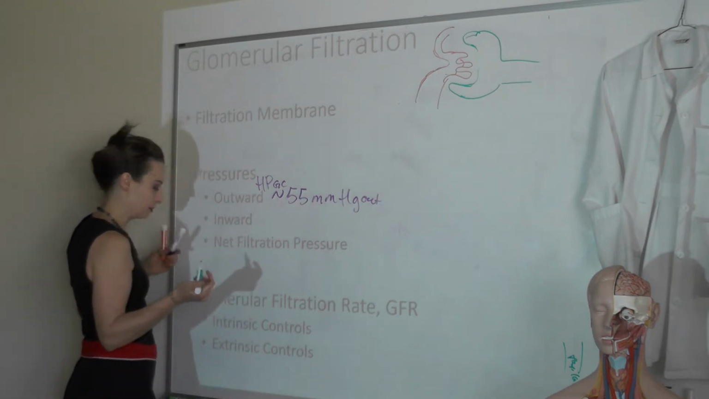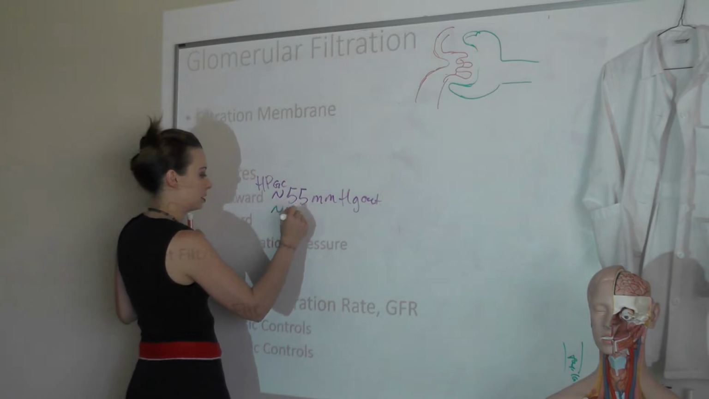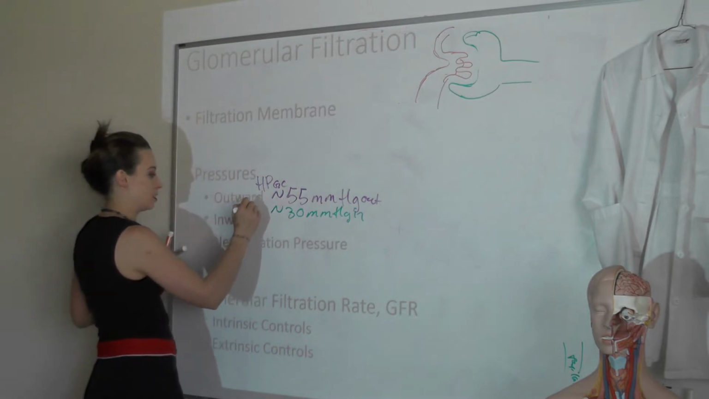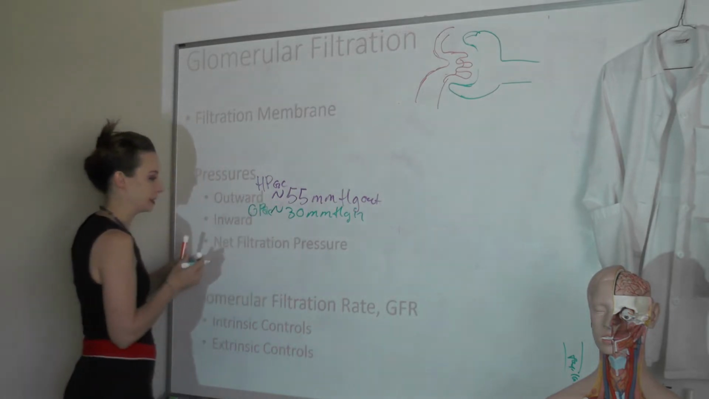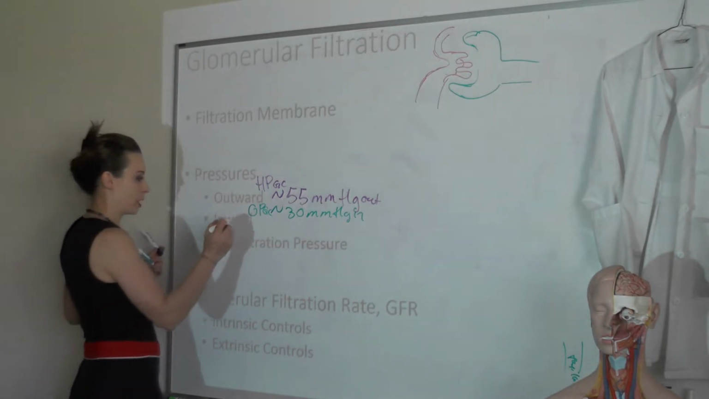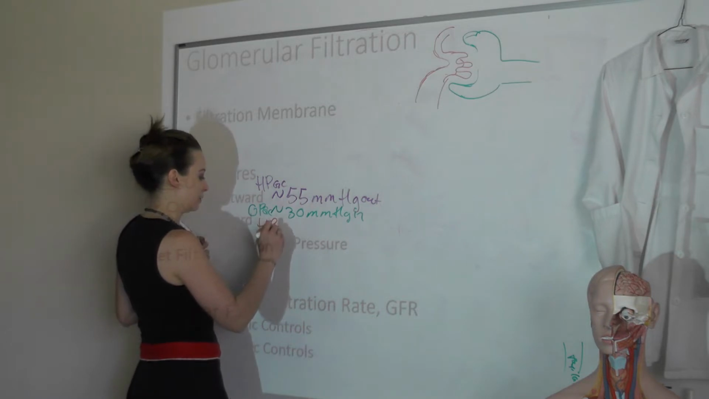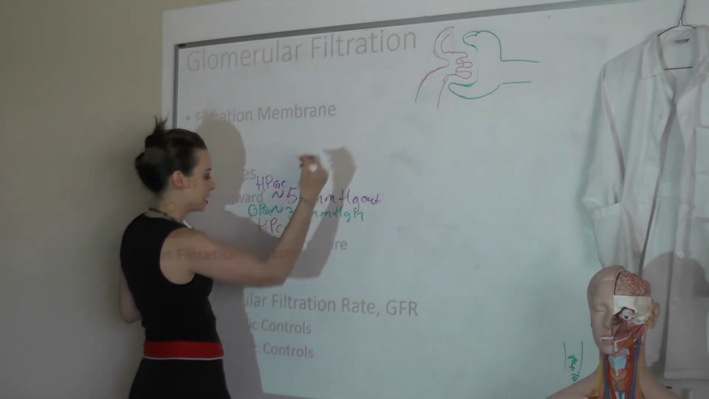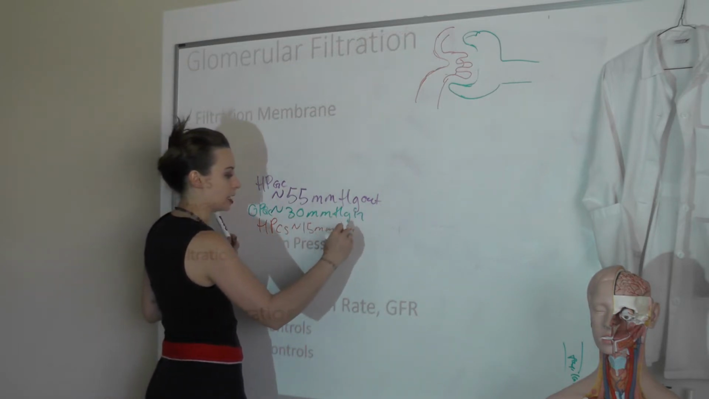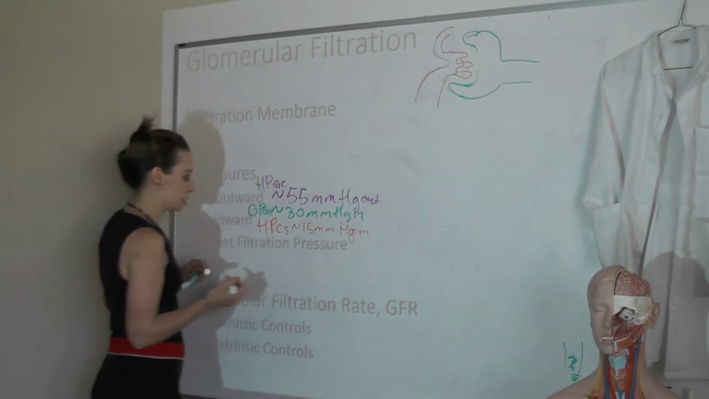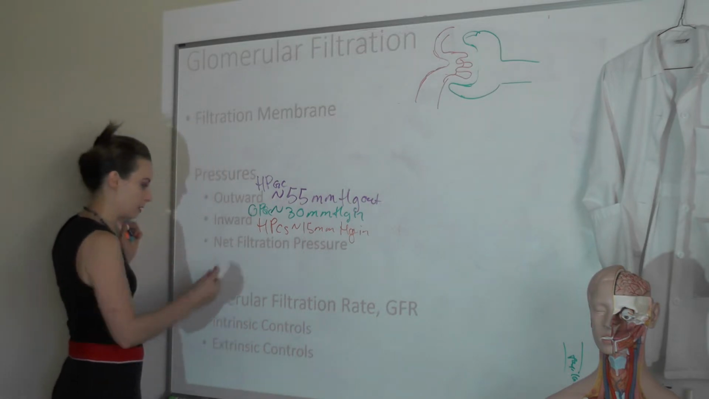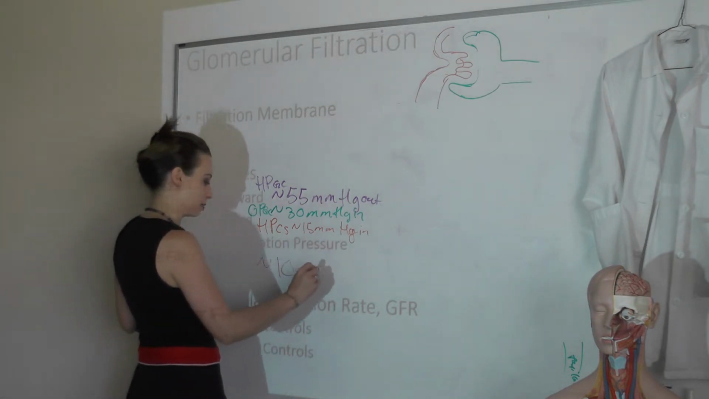of about 30 millimeters of mercury in, and this was due to our osmotic pressure of the glomerular capillary due to the hypertonicity of blood. And then we had one more inward pressure, which was the hydrostatic pressure of the capsular space that had our filtrate developing in it, and that was about 15 millimeters of mercury in, which left us with a net filtration pressure of about 10 millimeters of mercury out.